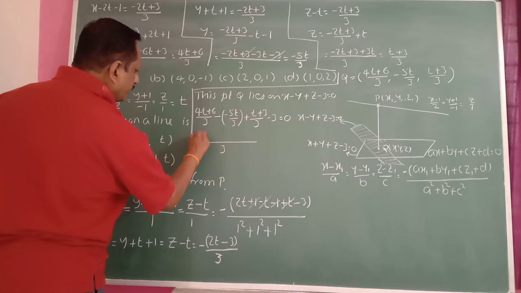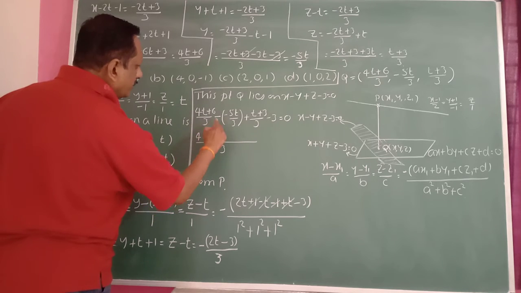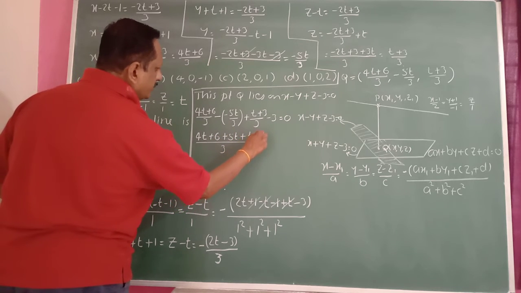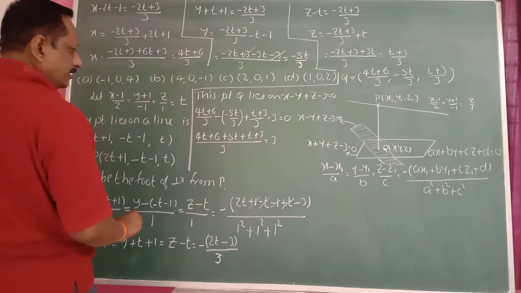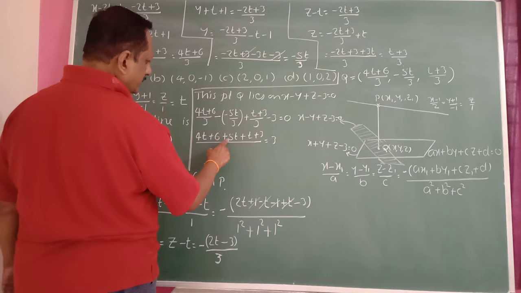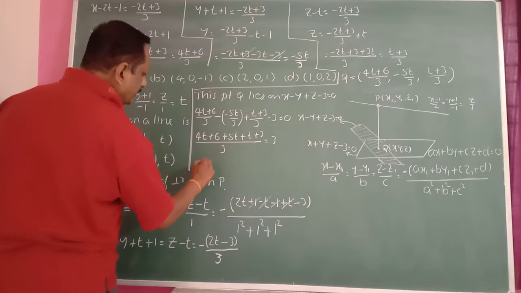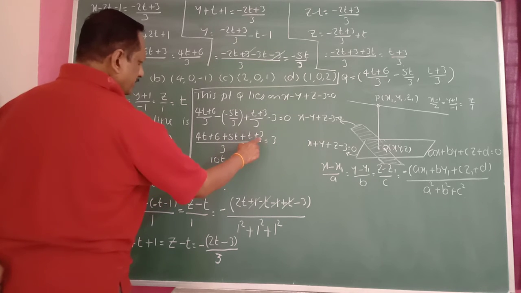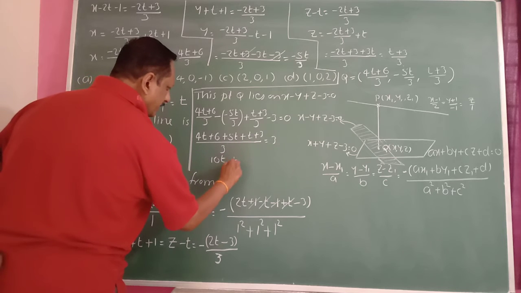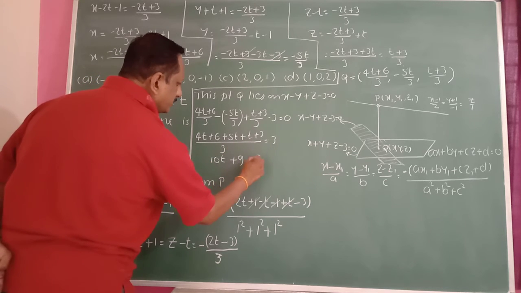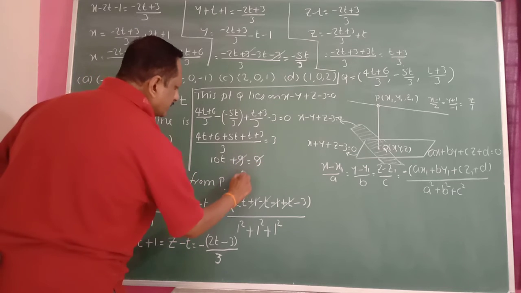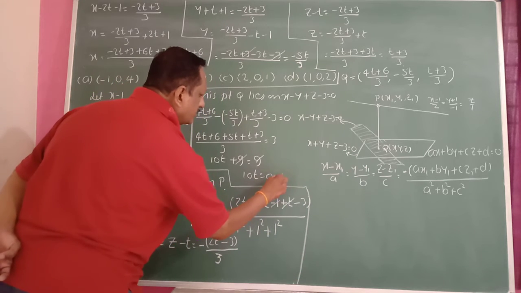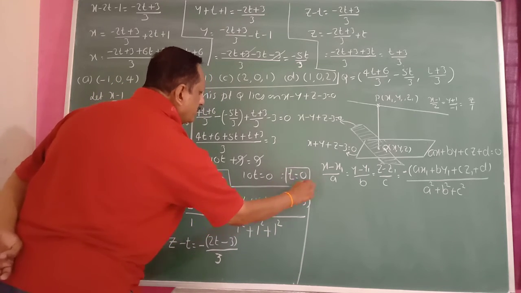4t plus 6, minus into minus plus 5t, then plus t plus 3 is equal to 3. Then 4t plus 5t plus t gives 10t, and 6 plus 3 gives 9. Take 3 to this side, and 3 times 3 is 9. This 9 cancels, so 10t is equal to 0. Therefore, t is equal to 0.